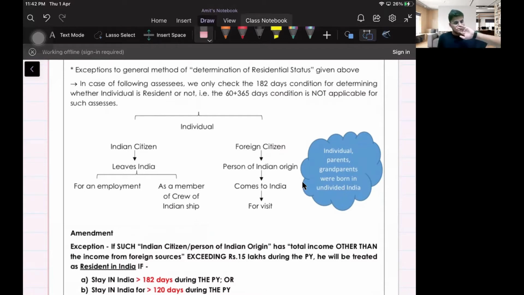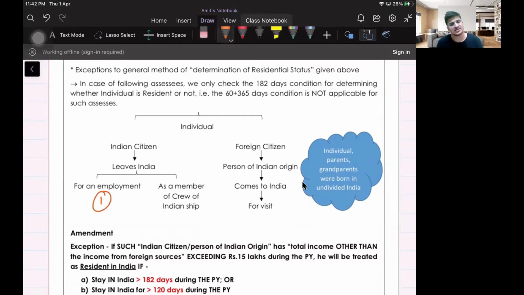The first category is: you are an Indian citizen, you are leaving India for employment. In that case, you are falling under that exception. For that, you are not required to fulfill the second basic condition, which means you'll only have to check the first basic condition of 182 days. This is your category 1.